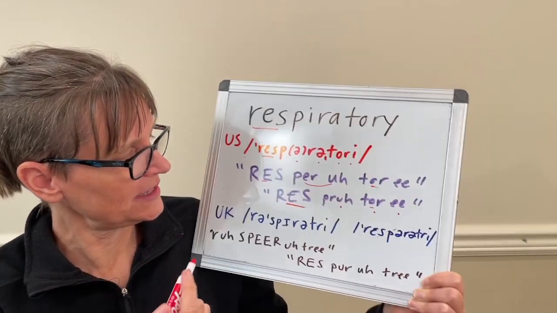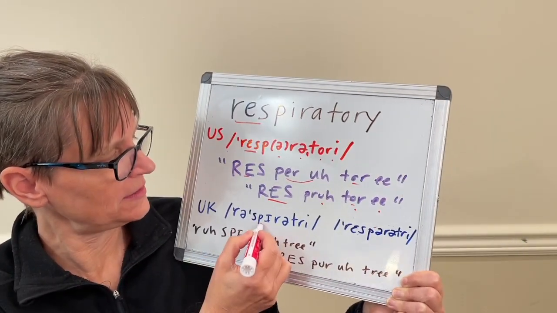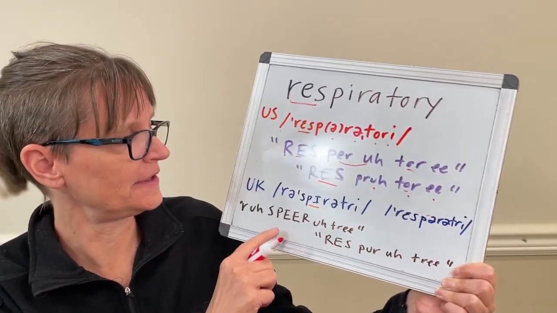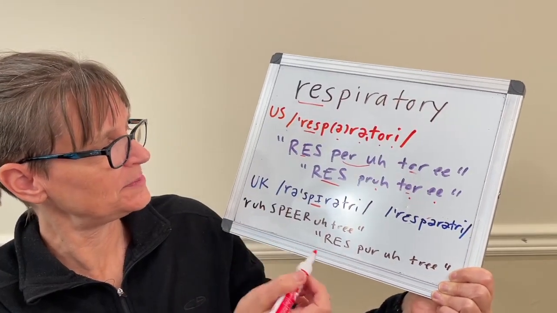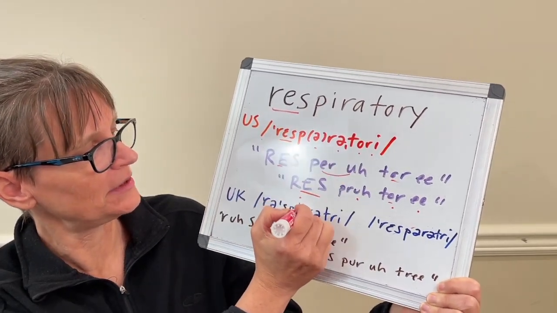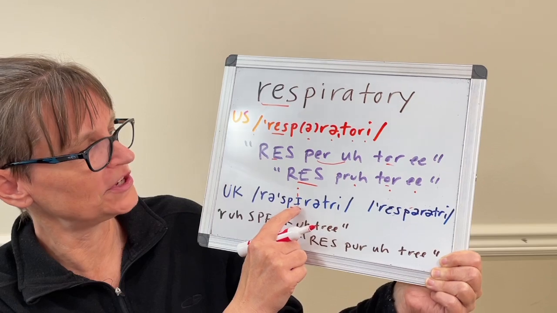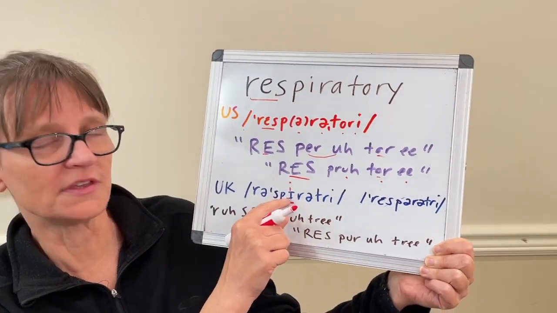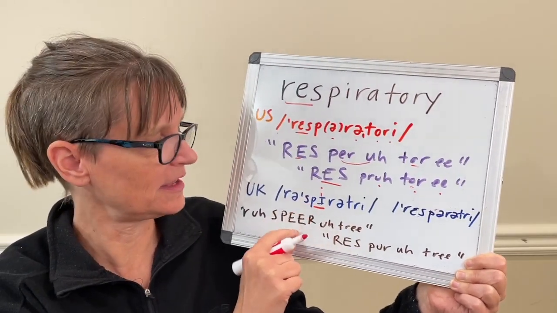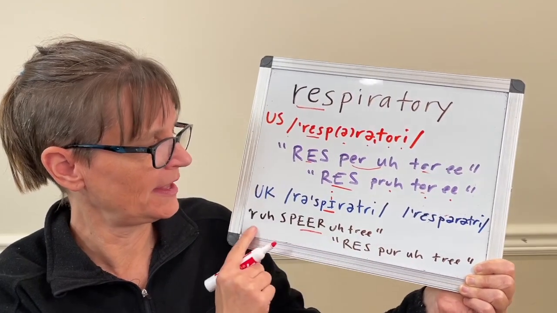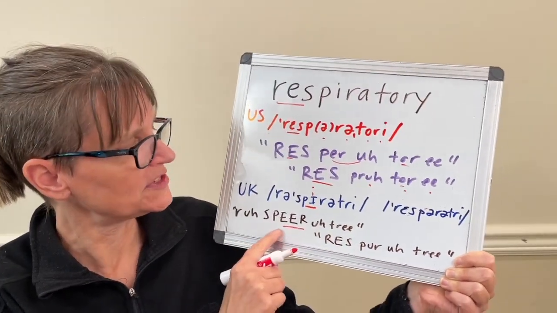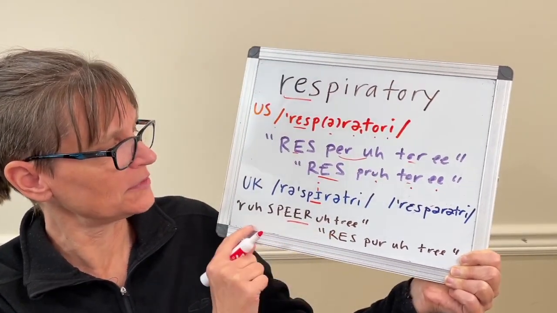Then in British English, they have one pronunciation that stresses on the spear syllable. I would actually, in the British dictionary, they mark ear with this little I-er, but I think of it as an ear vowel. And that sounds like respiratory.